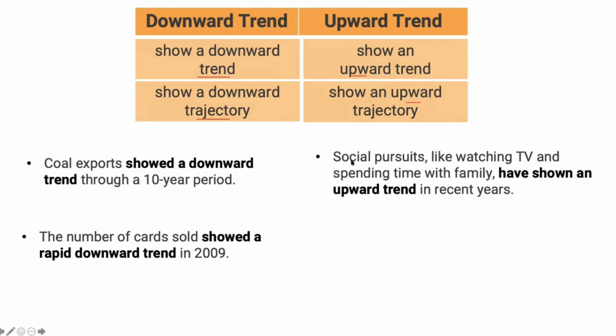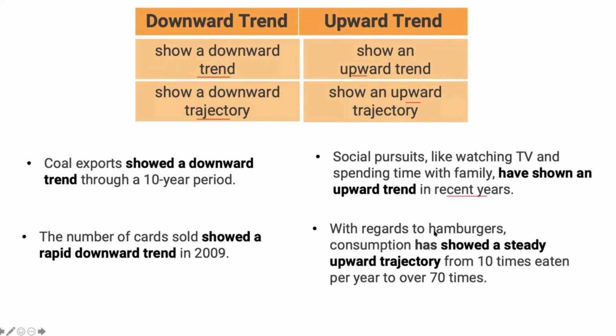Looking at upward, social pursuits like watching TV and spending time with family have shown an upward trend in recent years. Again, if you have something like recent, you want to be sure to use the present perfect. And lastly, with regards to hamburgers, consumption has showed a steady upward trajectory from 10 times eaten per year to over 70 times.